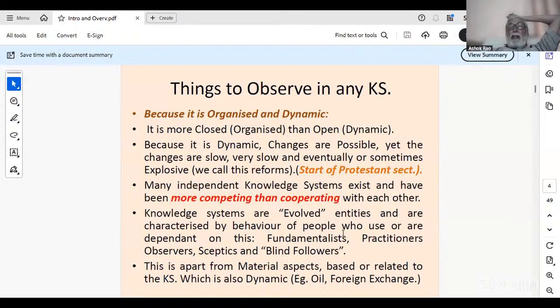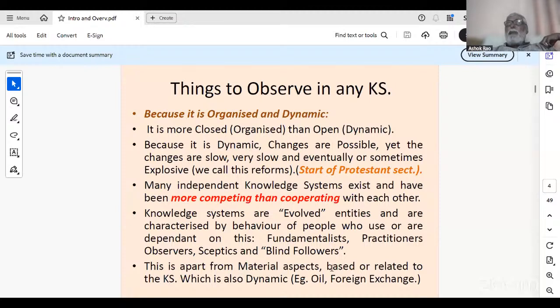All said and done, knowledge systems are evolved entities. They are not overnight. And they are characterized by the behavior of people who use or are dependent on them. Various types. There are fundamentalists who say there is nothing other than this. There are practitioners like many of us. There are observers, scholarly people looking at what is happening. There are many skeptics who don't trust anything, and a large number of blind followers. This constitutes the people who follow a knowledge system.